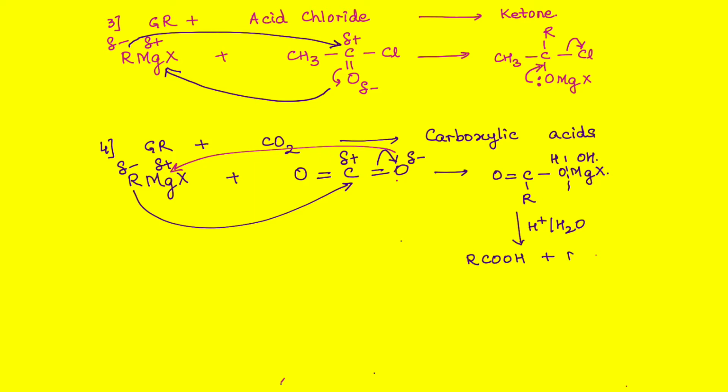RCOOH plus MgXOH, a basic magnesium halide. So what is happening is ultimately you are just adding an alkyl and a hydrogen atom to the carbon dioxide molecule to give us a carboxylic acid. To put things simply, right? So what's the next thing we are going to do?